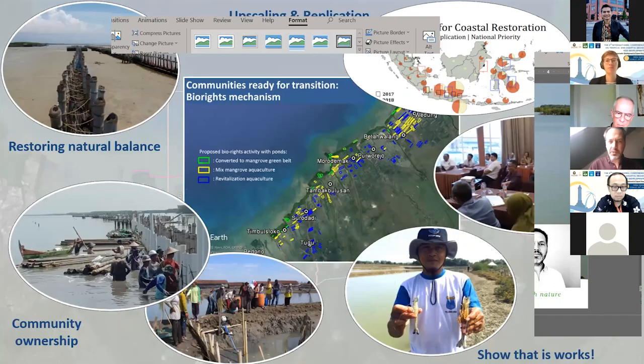And this is done in various ways. We have set up coastal community schools to train the local villages in how the system works, how sustainable aquaculture works, and we have done that through actual pilot testing and shown that it works.